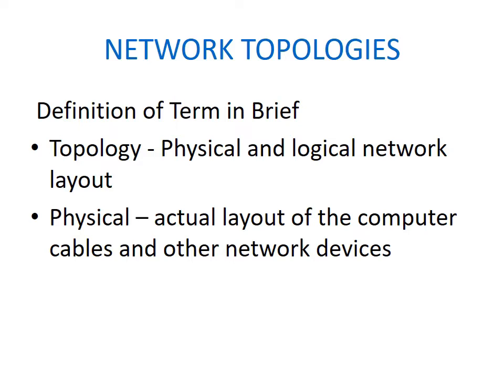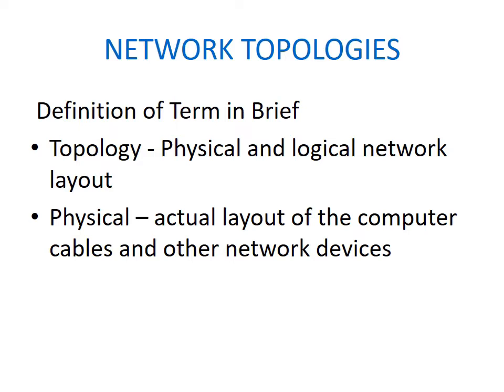In brief, we can check the definition of terms used in network topologies. First of all, we have a topology. Topology is the physical and logical network layout. The physical is the actual layout of the computer cables and other network devices in a network setup.